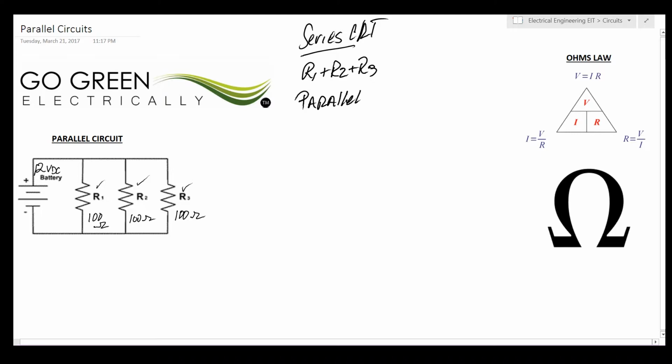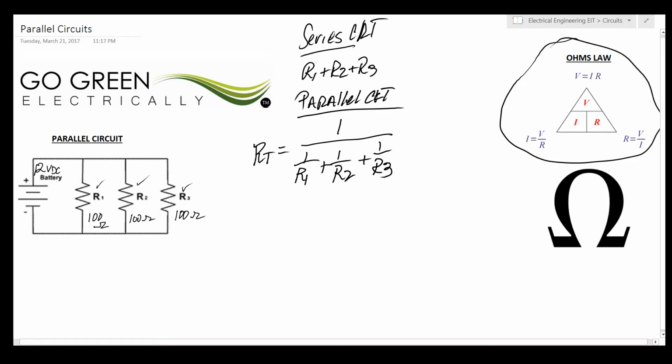it is slightly different. And that is that it is 1 over R1 plus 1 over R2 plus 1 over R3. It's solved the same. Once you find resistance total, you can use Ohm's law.